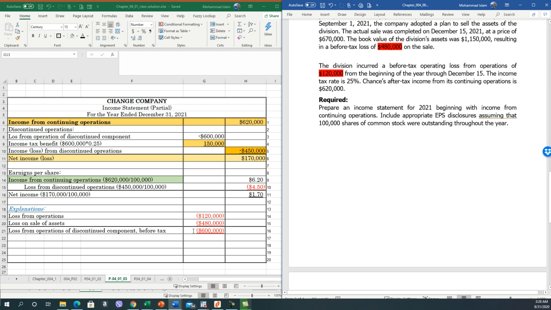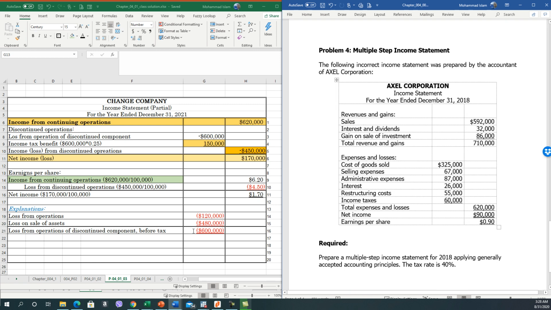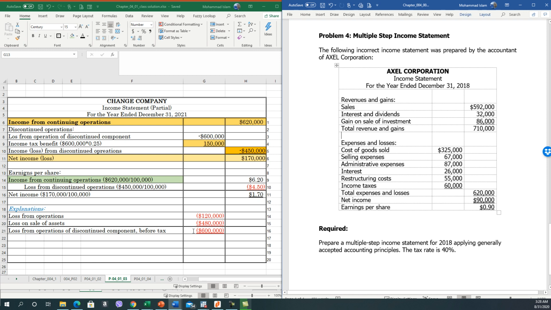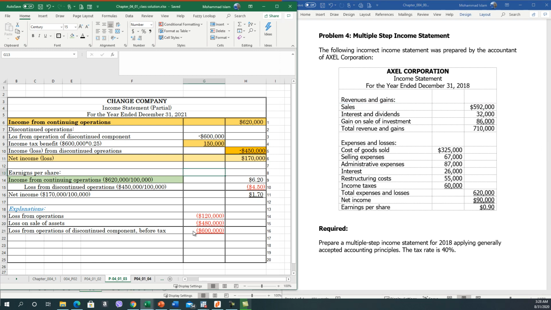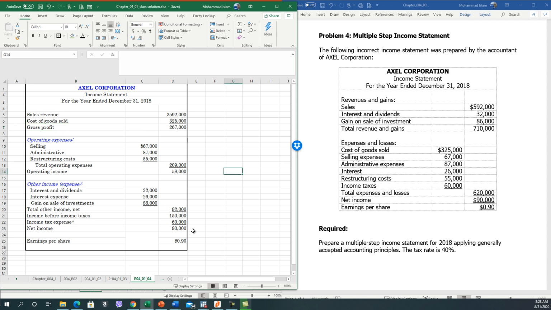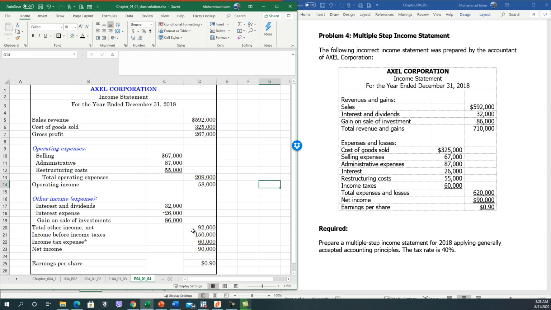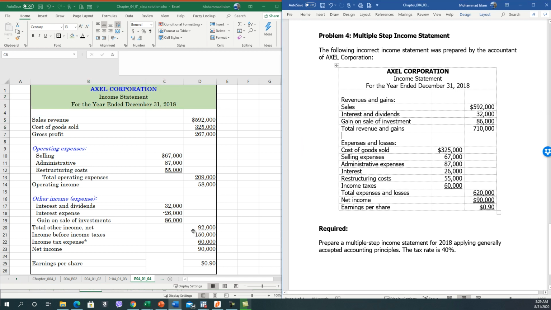And problem number 4, we have a multiple step income statement that we need to prepare. So let's go to the solution. Over here, it's better now. See, we have revenue and gains. This is single step actually. Sales, interest, dividends, gain on sale of investment, total revenue, then other expenses and losses, and so on.